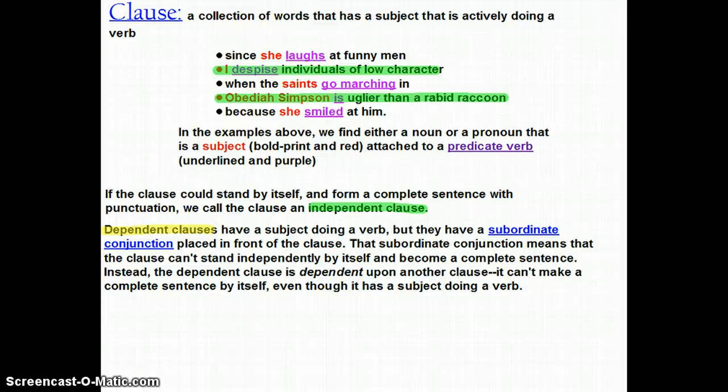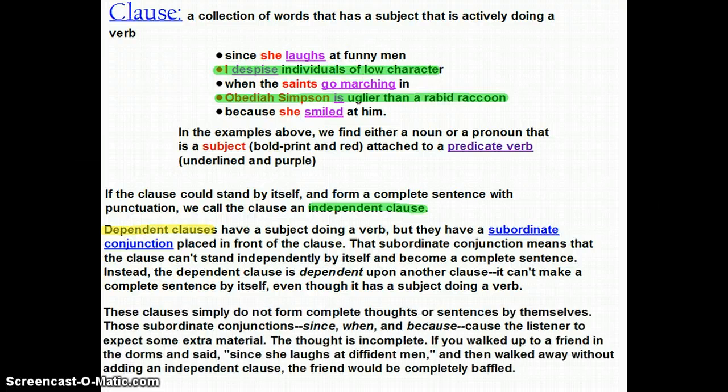Dependent clauses, however, they need something. They have a subject doing a verb. She laughs is a subject doing a verb. But they have what's called a subordinate conjunction in front. Since, when, because. And because of that, that clause is dependent on something else to make it complete. If somebody just walked in and said, since she laughs at funny men, and then walked out, you would be completely baffled. You would not understand. Okay, since she laughs at funny men, what? It leaves you confused. You expect something else.